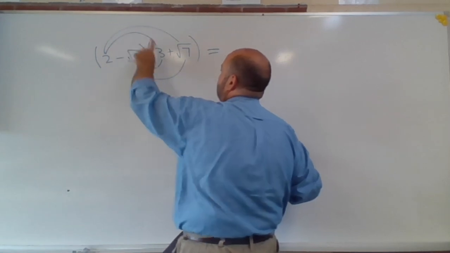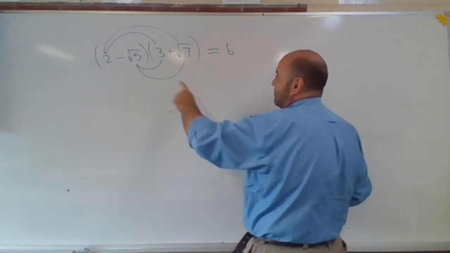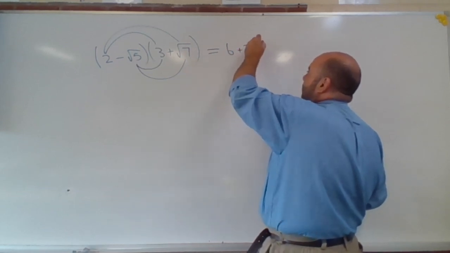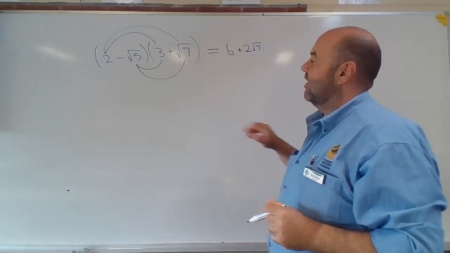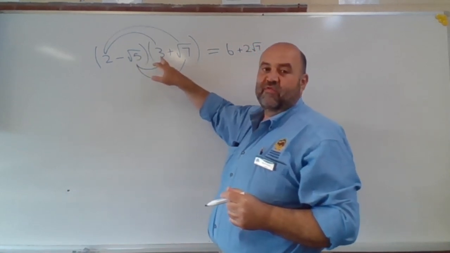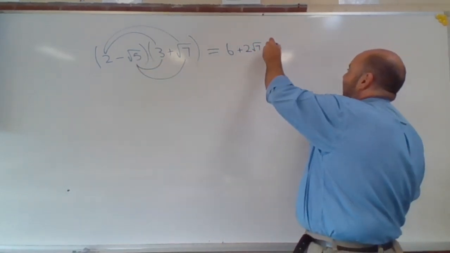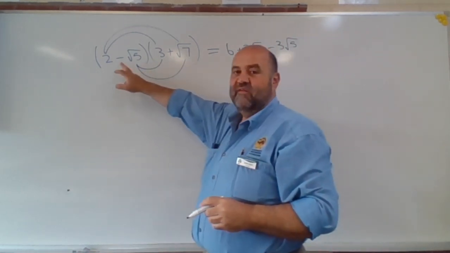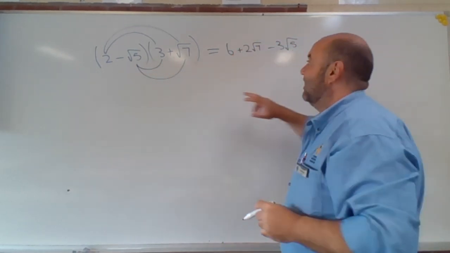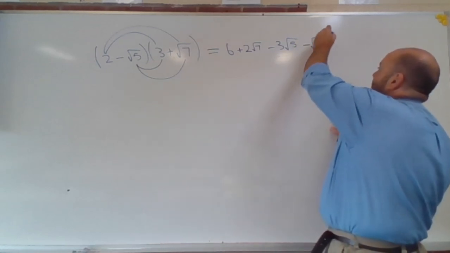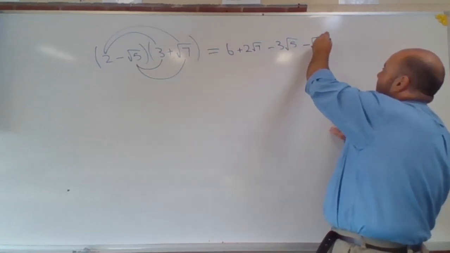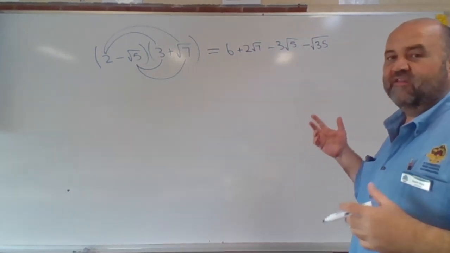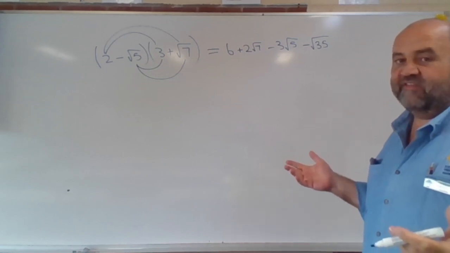So 2 gets multiplied by 3 to give me 6. 2 gets multiplied by root 7 to give me 2 root 7. Negative root 5 gets multiplied by 3 to give me negative 3 root 5. And then negative root 5 gets multiplied by root 7 to give me negative root 35. Okay, there's no like terms in any of that. There's nothing I can simplify, so that's the answer.